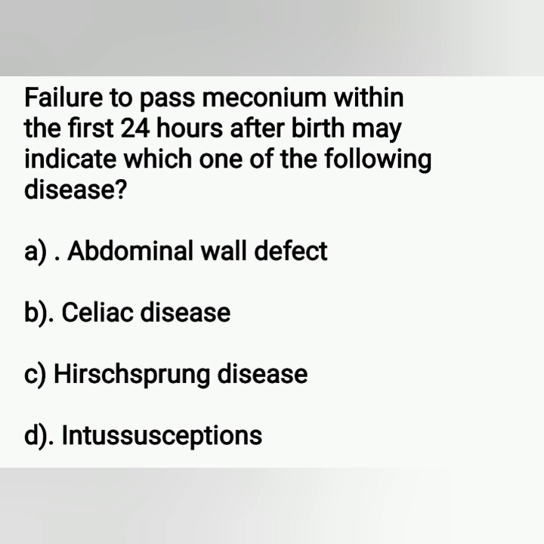Failure to pass meconium within first 24 hours after birth may indicate which of the following diseases? Options: option A abdominal wall defect, option B celiac disease, option C Hirschsprung disease, option D intussusception. Here the question is, failure to pass meconium within the first 24 hours after the birth. If the baby has not passed meconium or first motion within first 24 hours, it may be a chance of Hirschsprung disease. Option C is the correct answer.